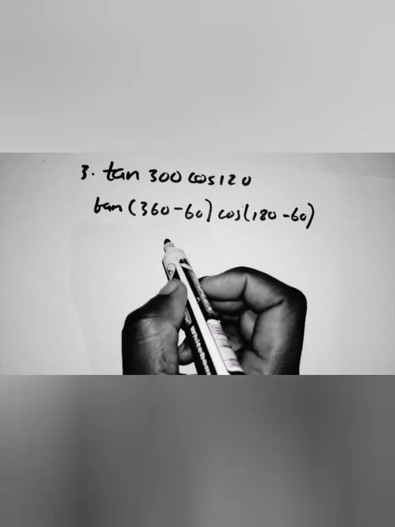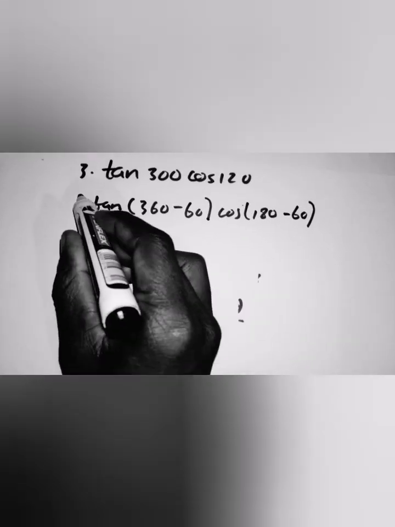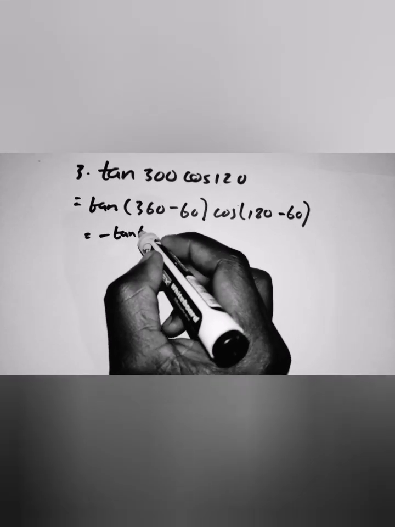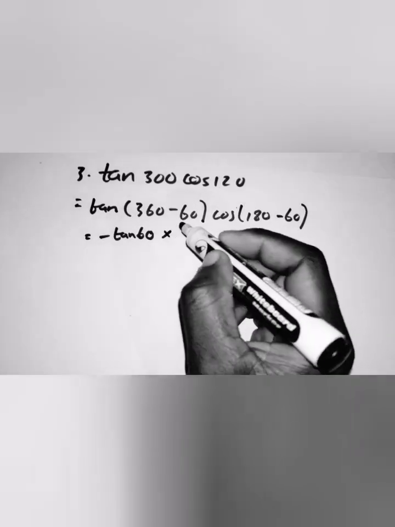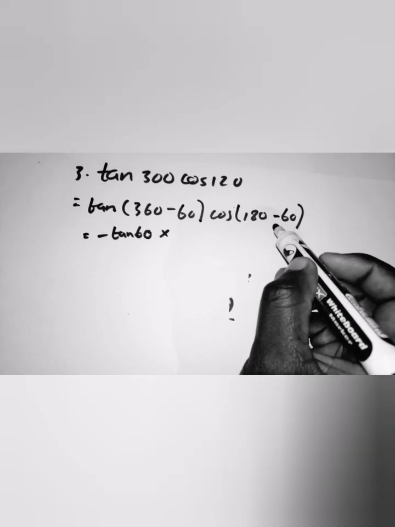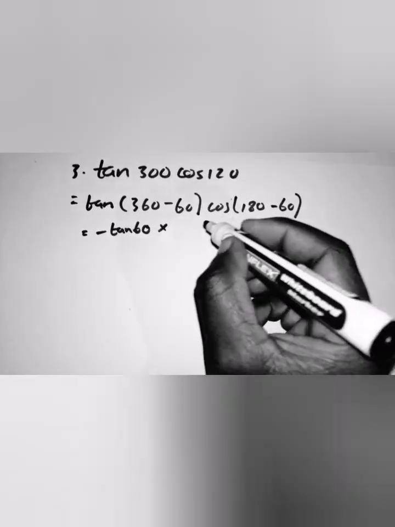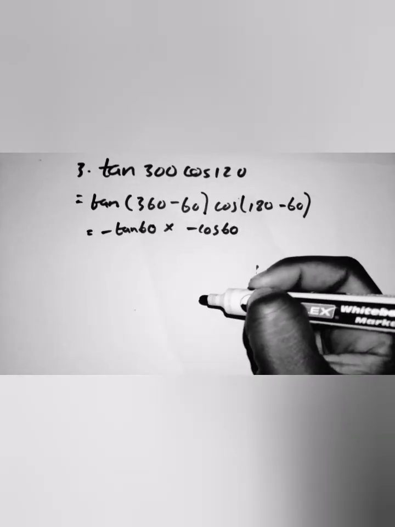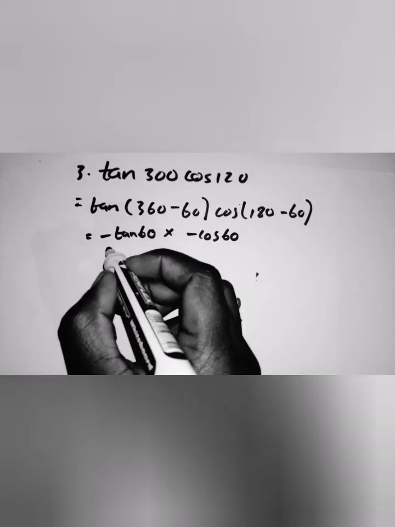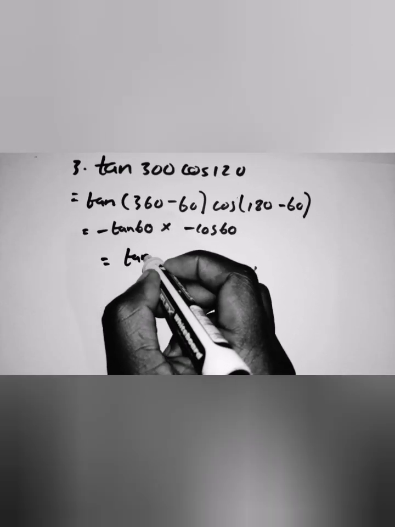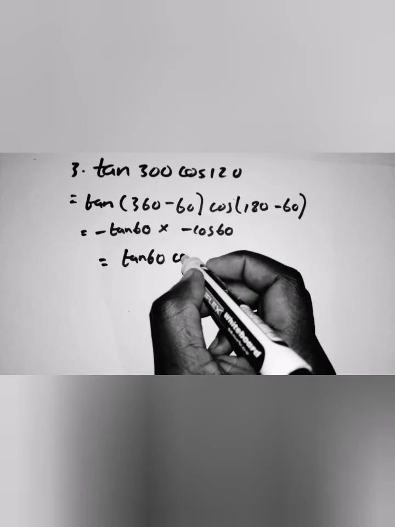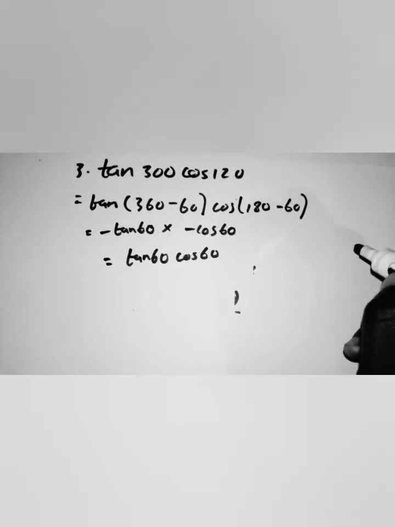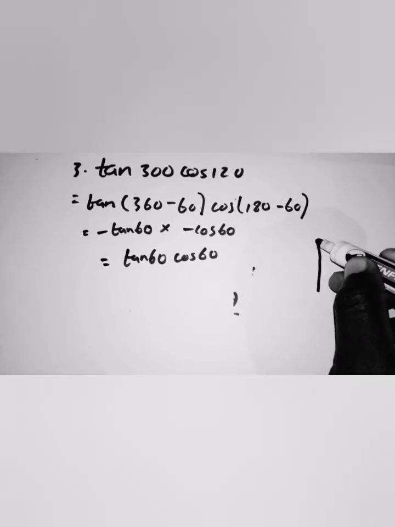Now 360 minus on the fourth quadrant. Now tan on the fourth quadrant, it is what? It is negative. So negative tan 60 times cos on the second quadrant, it is what? It is negative, was that 180 minus. So we have negative cos 60. Therefore, when we multiply, because we have like signs there, we'll have tan 60 multiplied by cos 60. Remember, negative times negative gives us positive. Now here we have tan 60 and the cos 60.